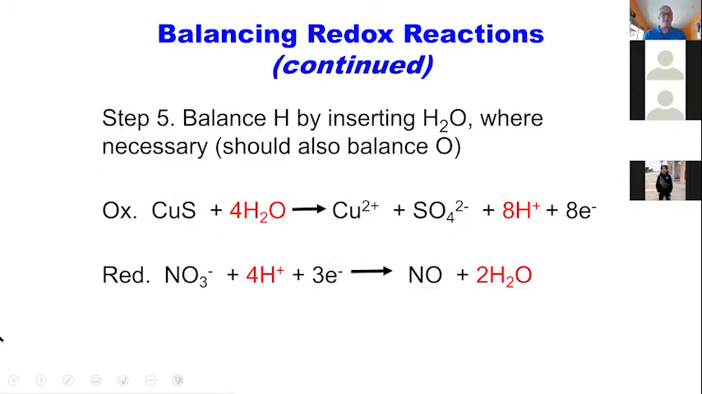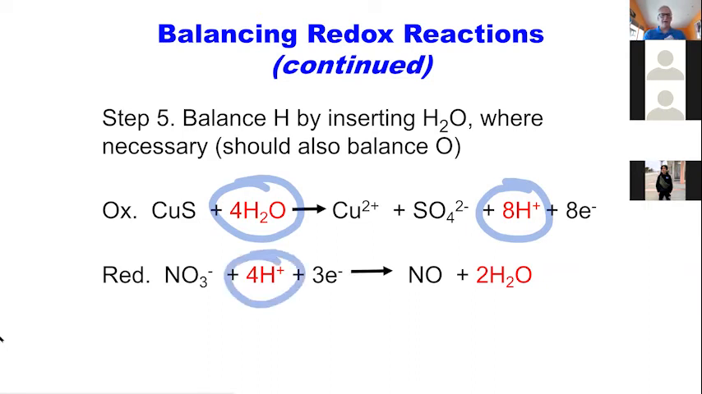Next, I told you there's a lot of steps to these. Now we balance the hydrogens by putting water in. I have got 8 protons in my oxidation reaction, so to balance that out, I put 4 waters, because in 4 waters there are 8 hydrogen atoms. So that balances out my hydrogen atoms. On the reduction side, I had 4 hydrogen ions, so I need 2 waters on the other side to balance out my hydrogens. So far, so good. We haven't balanced everything yet, but we're getting there, slowly making our way.